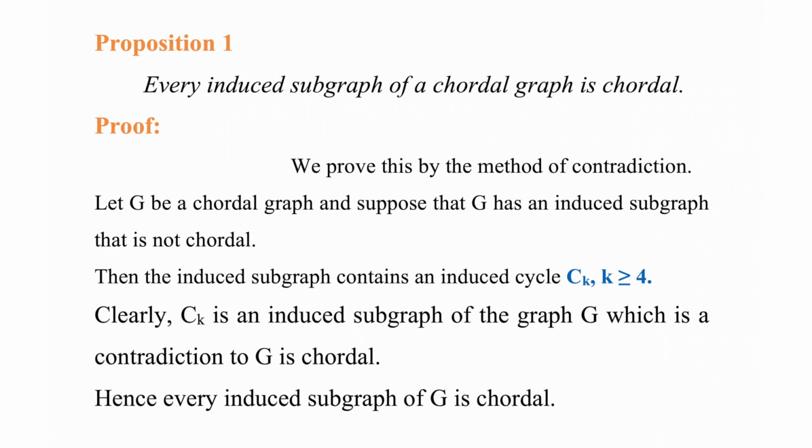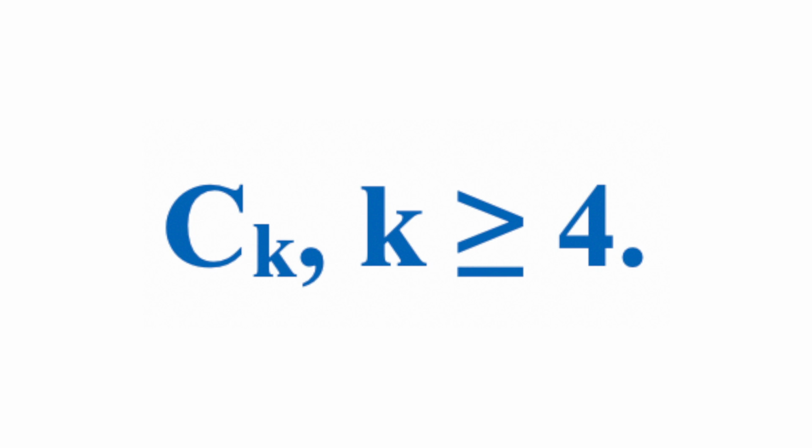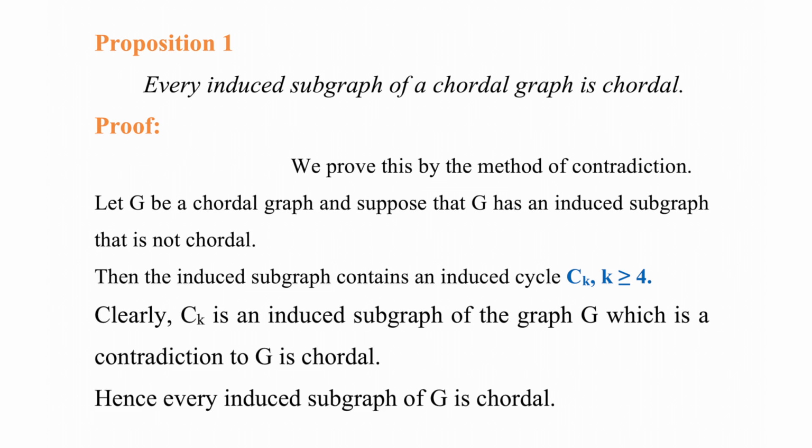We prove this by the method of contradiction. Let G be a chordal graph and suppose that G has an induced subgraph that is not chordal. Then the induced subgraph contains an induced cycle Ck where k is greater than or equal to 4. Clearly, Ck is an induced subgraph of the graph G, which is a contradiction to G being chordal. Hence, every induced subgraph of G is chordal. Now, let us see the following note which is very clear from the above proposition. Note: if we delete any vertex from a chordal graph, the resulting graph obtained is again a chordal graph.